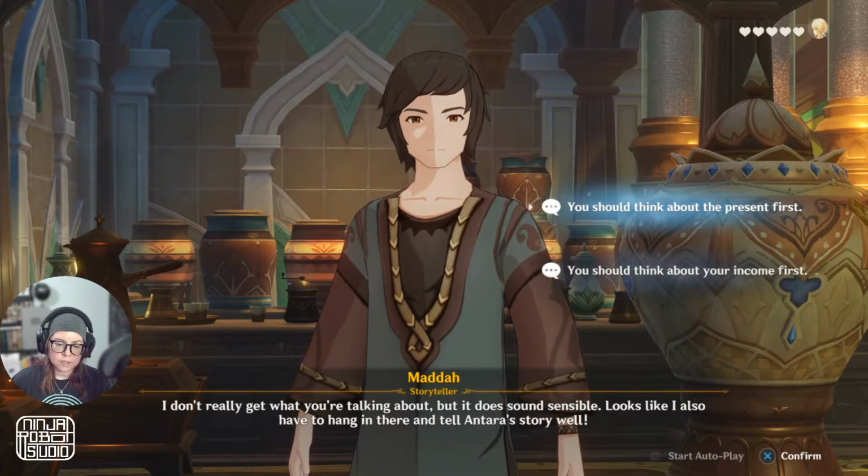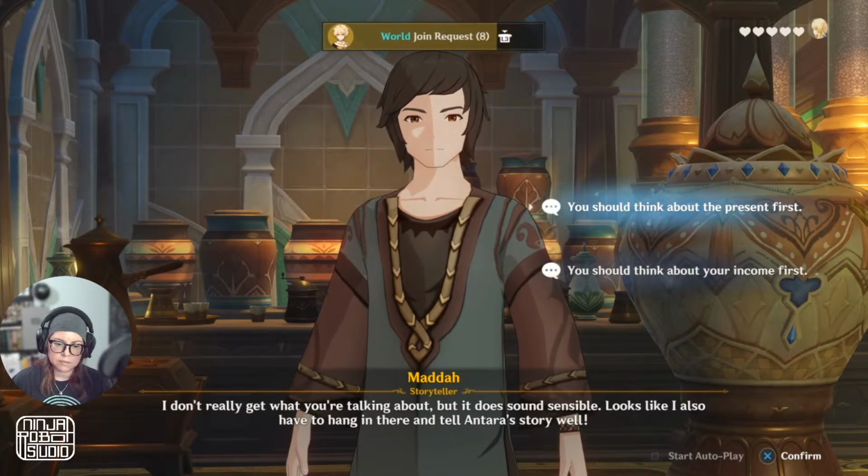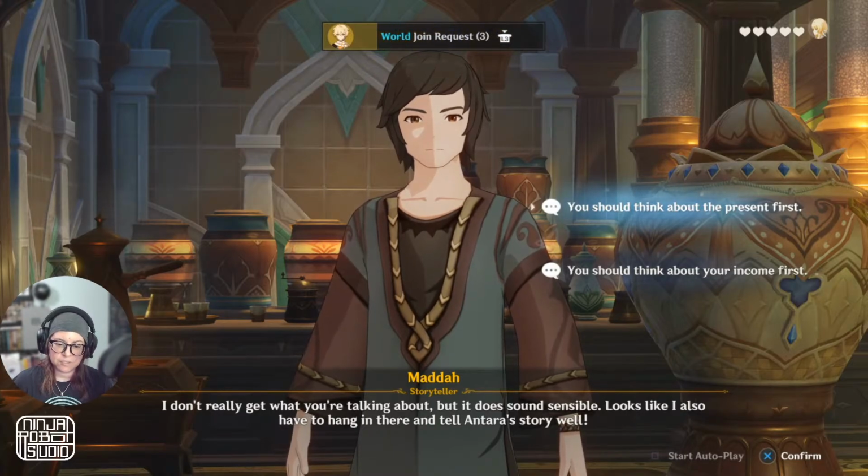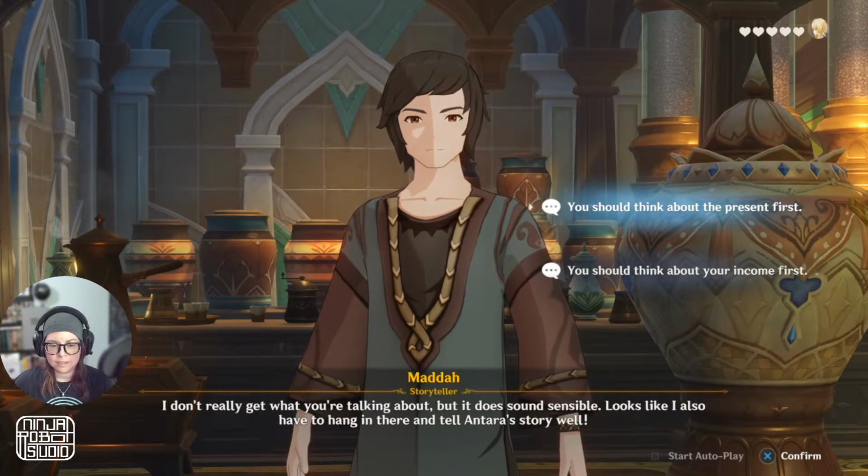And I'm looking at my options here. I don't like either one. Because I don't like the thought of shooting all over somebody. I don't know them. I don't want to shoot all over this person. You should think about the present. You should think about your income. I don't know this person. I'm not going to shit all over them. But these are the only options I have. And this is a limitation, but this is a decision point, I guess. At least for dialogue. I don't like either option.